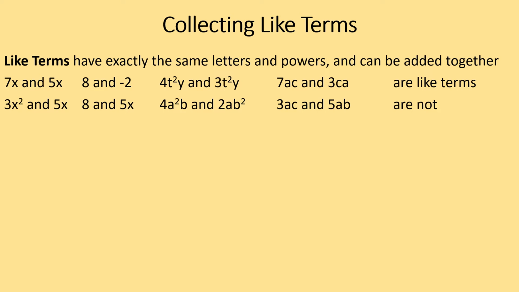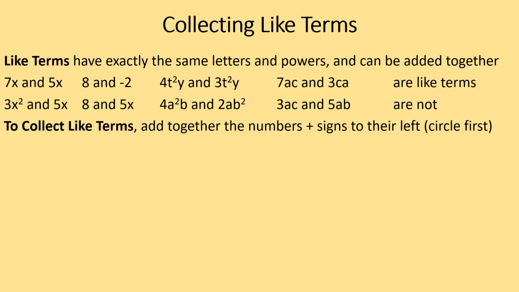These are common examples of things that people will get wrong. So these are not like terms. The first one, x squared and x, no x squared, so they cannot be added together. This is a number, and this has got a letter, so they're not the same. We've got a squared b and ab squared, so the a is squared in one and the b is squared in the other. They can't be added together. And then lastly, although these both have an a, they don't both have a c, and they don't both have a b, so they can't be added together.